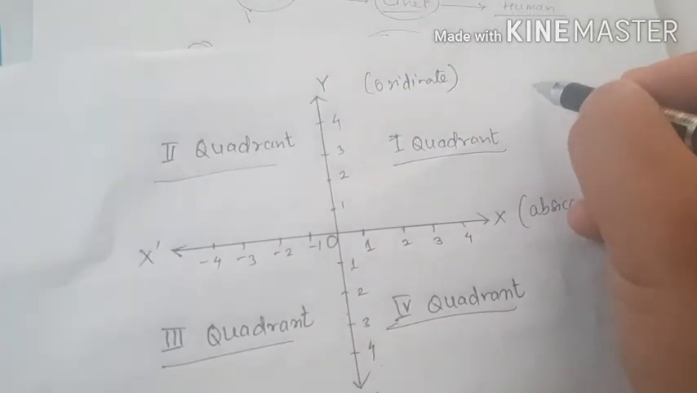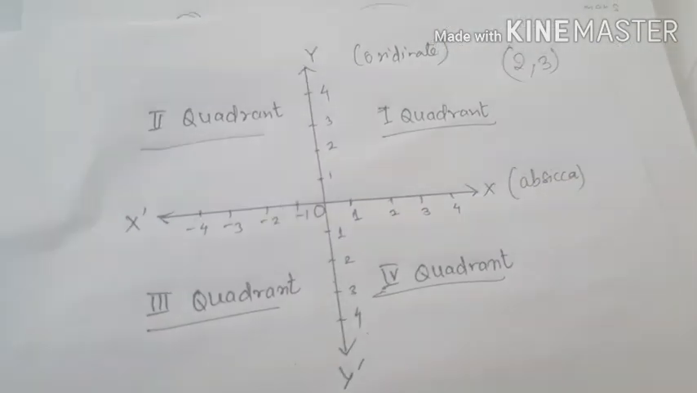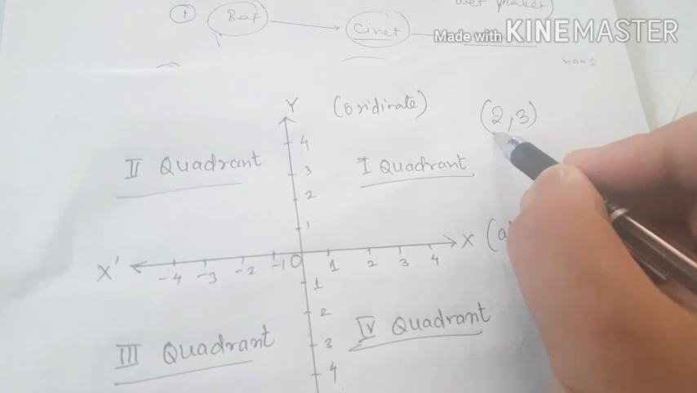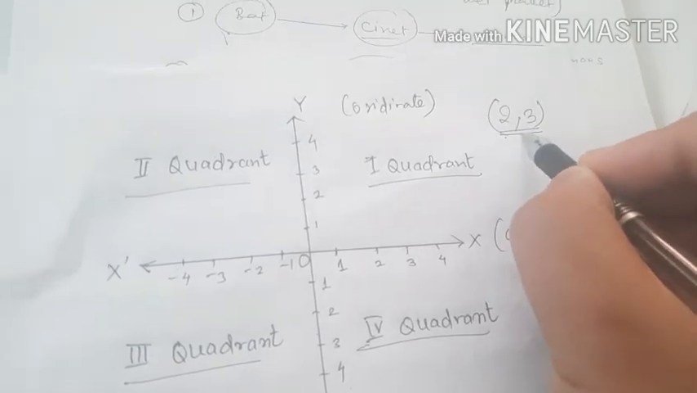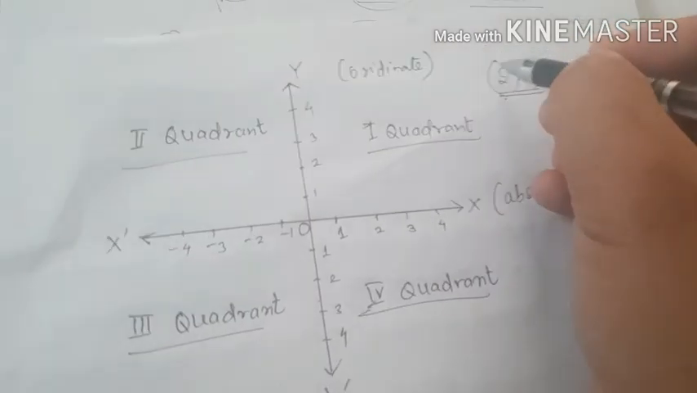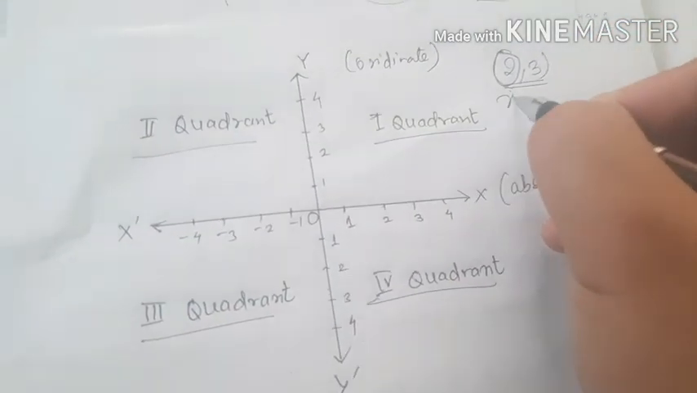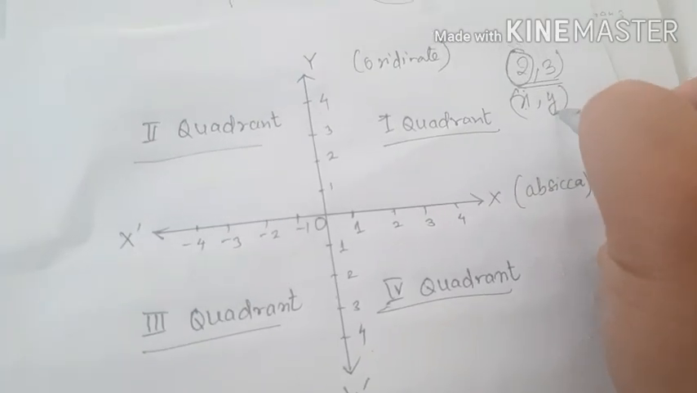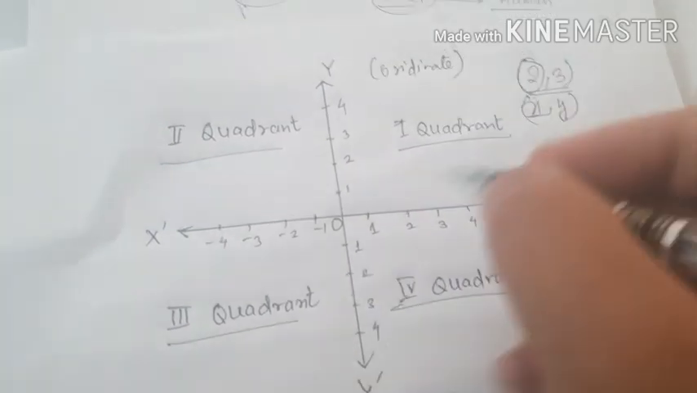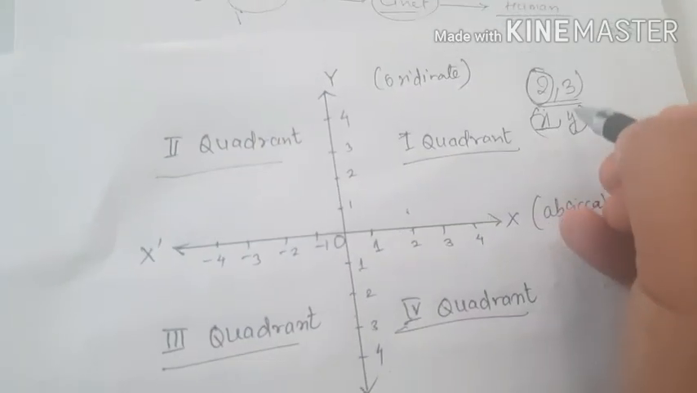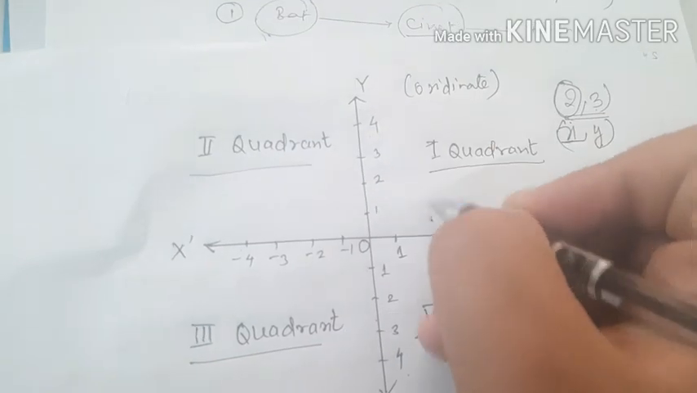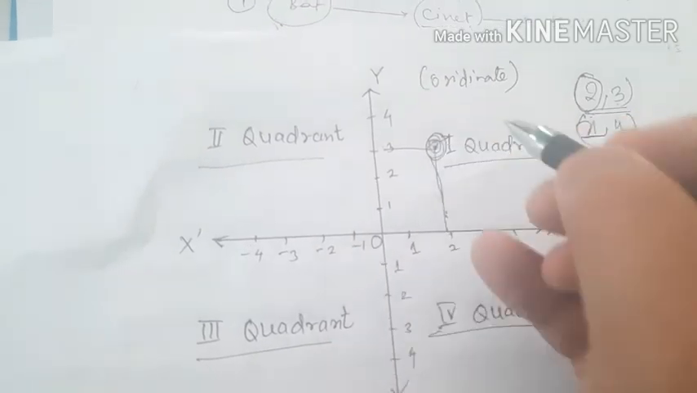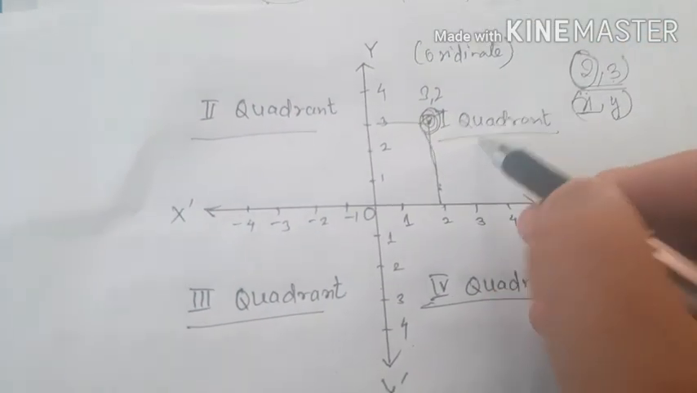Suppose I have a point like 2, 3. If I ask in which quadrant this point falls, we will try to find out. Plus 2 is there. This first number is your x and the second is your y. So x is 2, it comes on the positive side. y is also plus, so it also comes up here. So this point 2, 3 comes under the first quadrant.